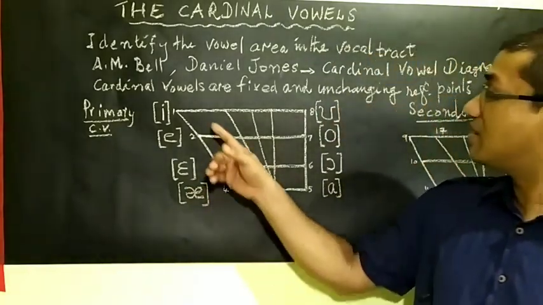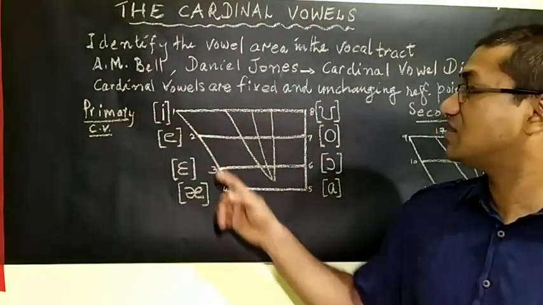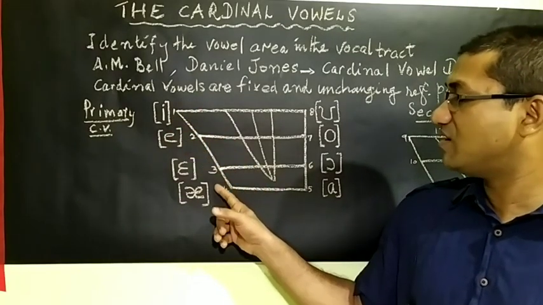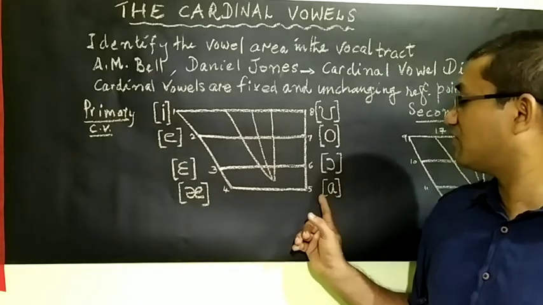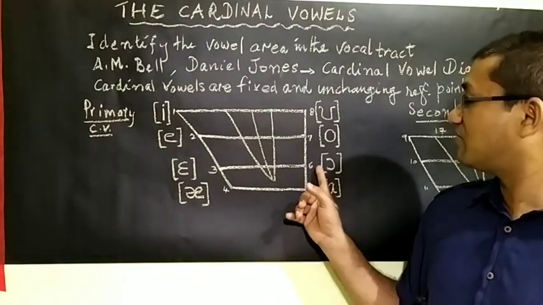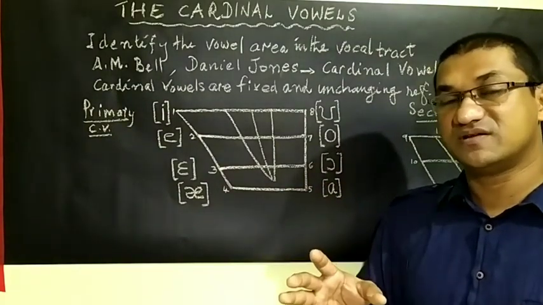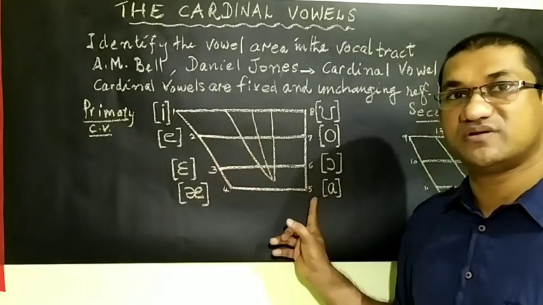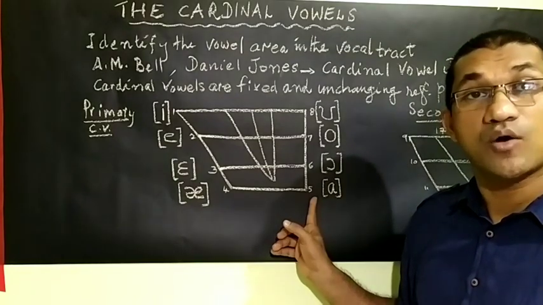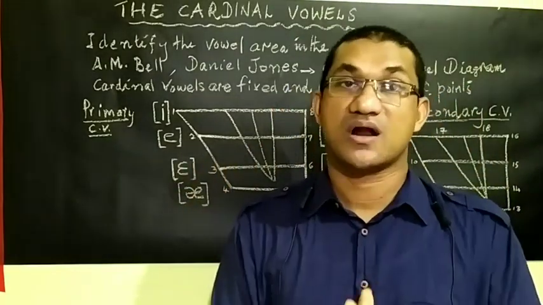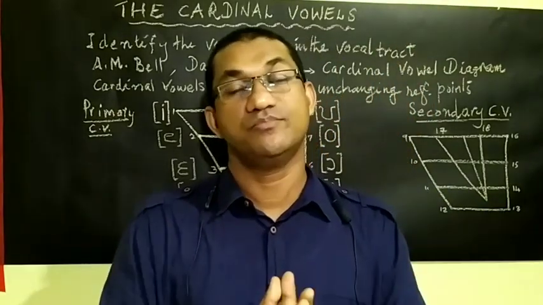So these are the primary cardinal vowels. We have learned 8 primary cardinal vowels: cardinal vowel number 1, 2, 3, 4, 5, 6, 7, and 8. Know the fact that cardinal vowels 1 to 5 are articulated with unrounded lip position, and 6, 7, and 8 are articulated with rounded lip position.